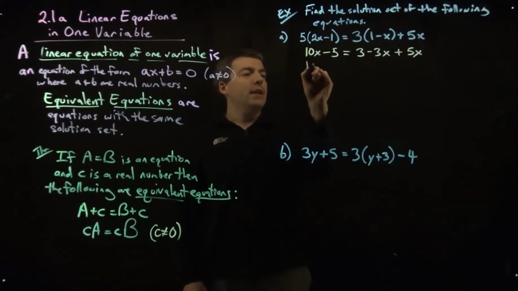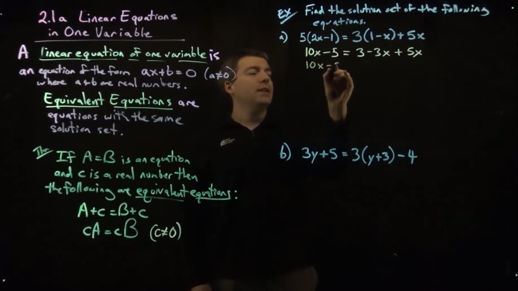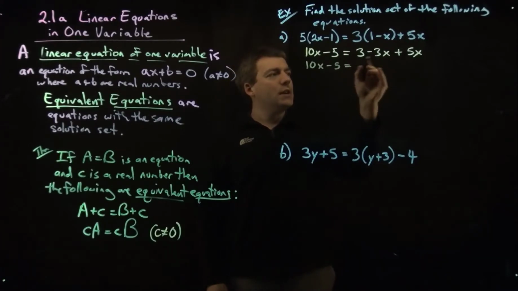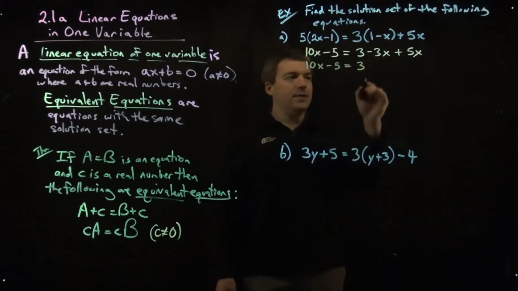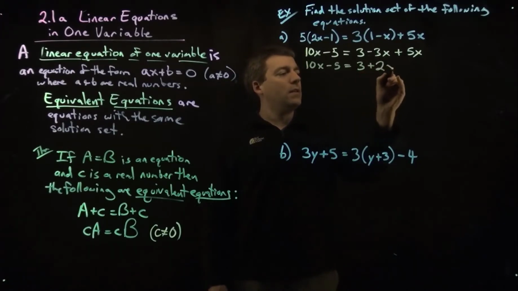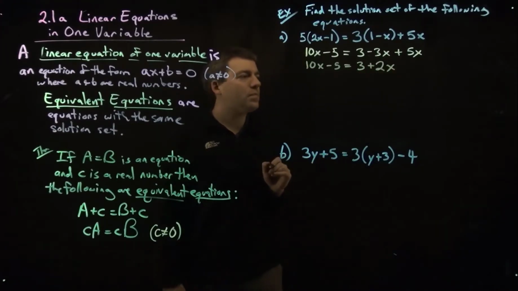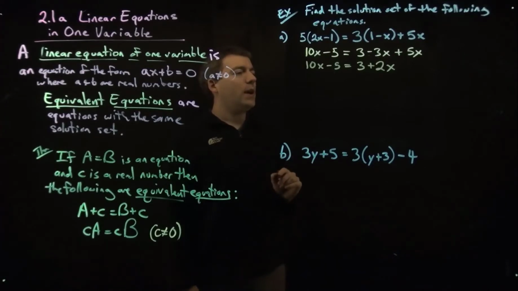So I'm going to leave the left-hand side alone. So 10x minus 5 equals 3. And then we take negative 3x plus 5x. That leaves us with 2x. Okay.